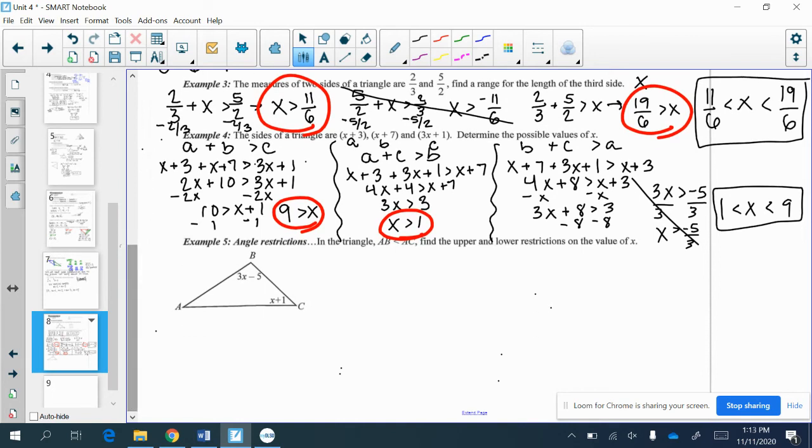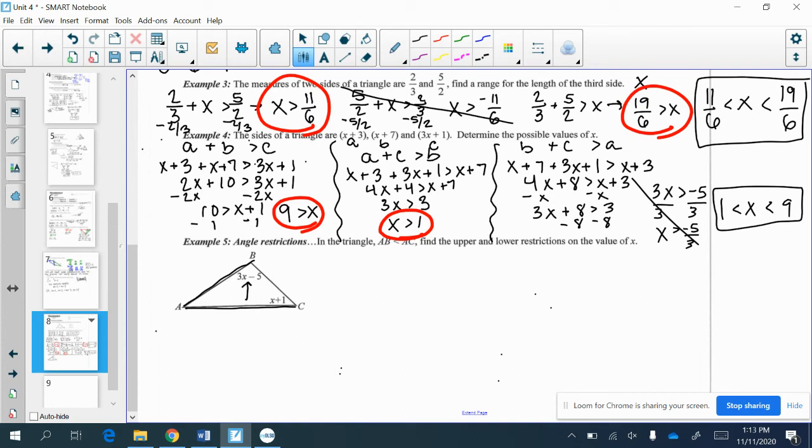All right, angle restrictions. So in a triangle, AB is less than AC. Find the upper and lower restrictions on the value of x. So AB is less than AC. That means AC is greater. So 3x minus 5 is the greater angle.